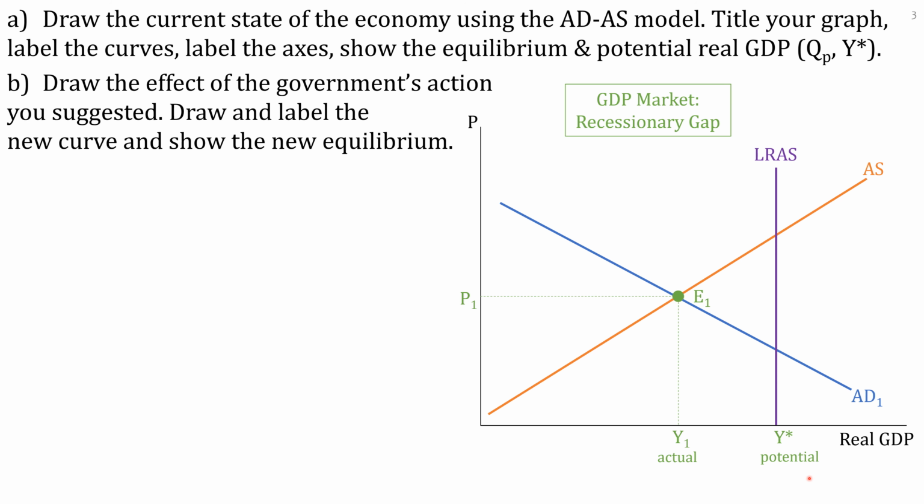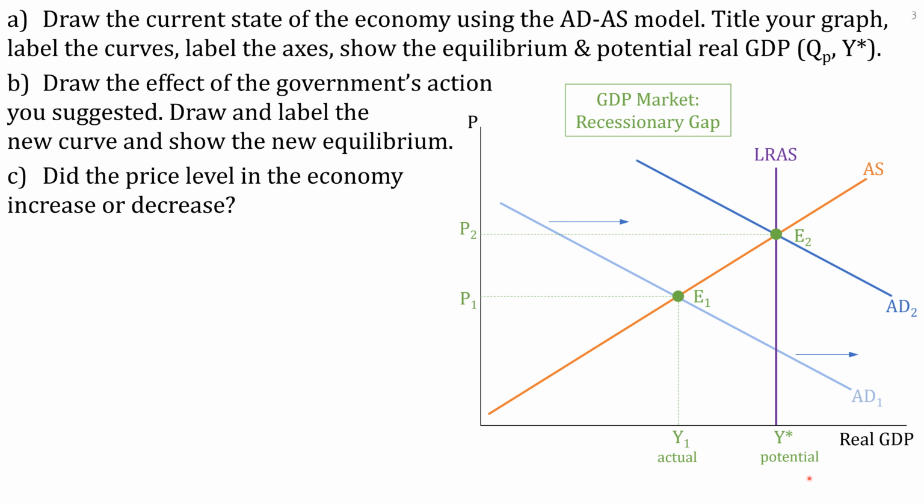Next, we're asked to draw the effect of the government's action that was suggested. So we had suggested expansionary fiscal policy, which would stimulate people's consumption by giving them more disposable income. And that's just going to shift the aggregate demand curve to the right, hopefully enough so that it lands exactly on the long-run equilibrium and eliminates the recessionary gap entirely.